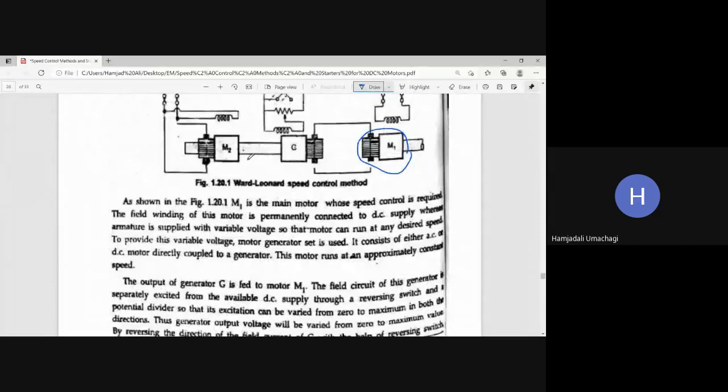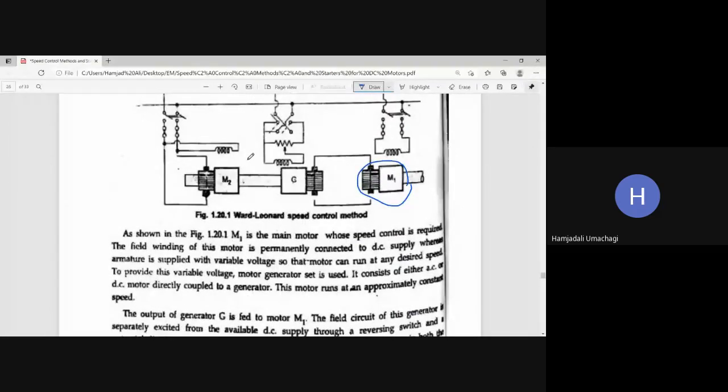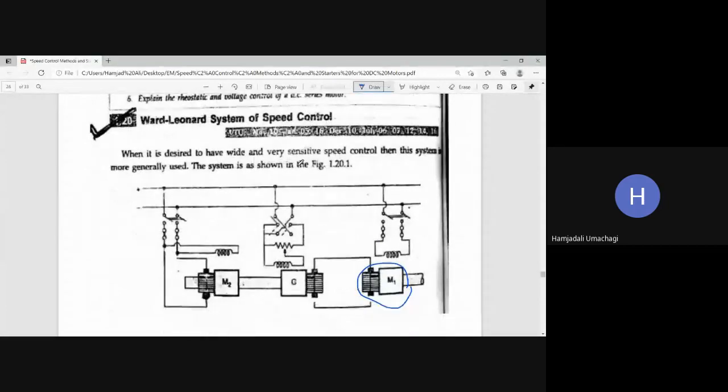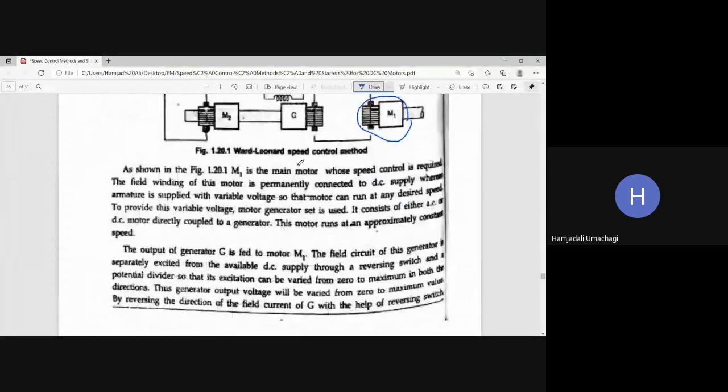Now this method is not in your syllabus, but you should have knowledge of this Ward-Leonard speed control of DC shunt motor. Is it clear, all of you?